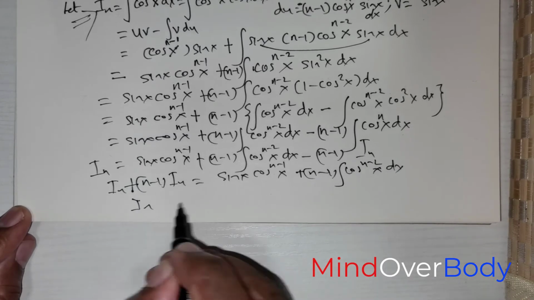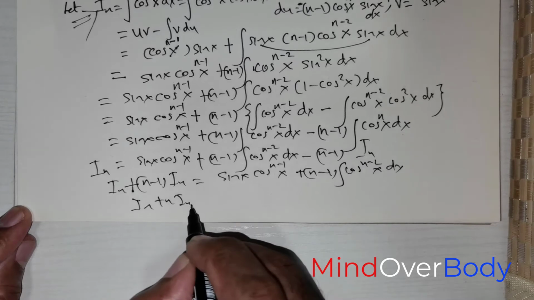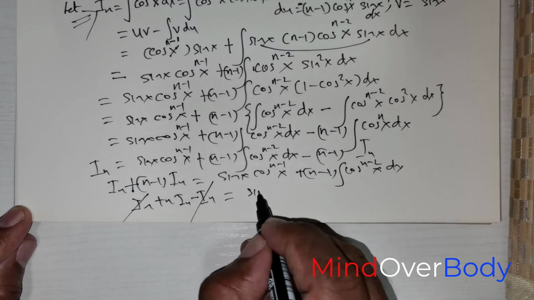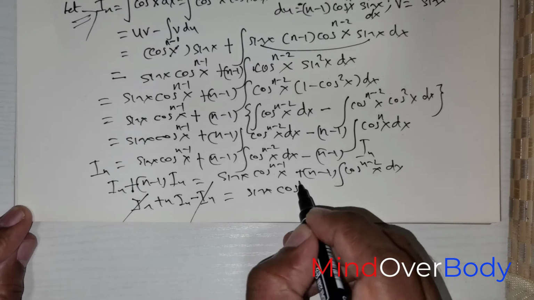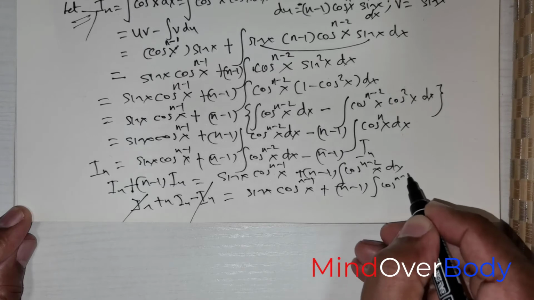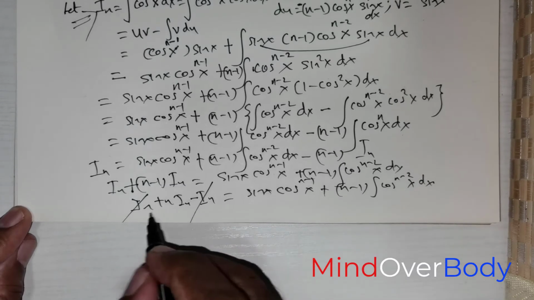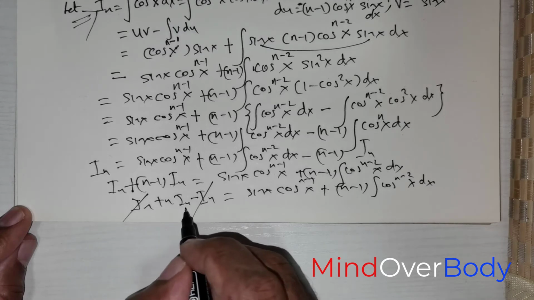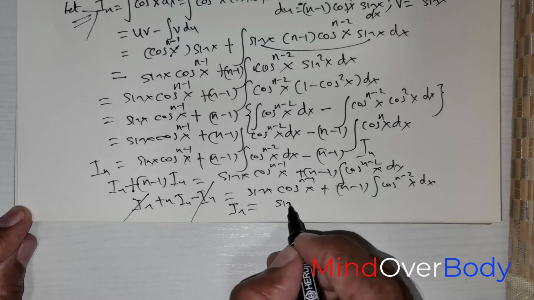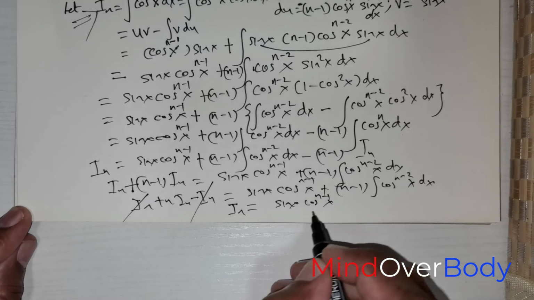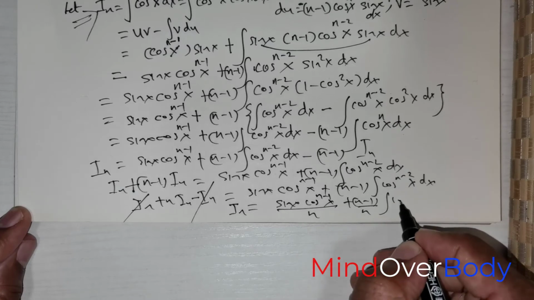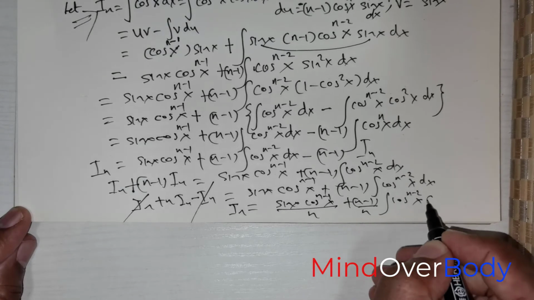This can be rewritten as I_n plus n times I_n minus I_n. Plus I_n minus I_n will be cancelled, giving me sin x cos^(n-1)x plus (n-1) times integral cos^(n-2)x dx. Now I get n times I_n. You push the n down, so this is going to be I_n is equal to sin x cos^(n-1)x divided by n plus (n-1)/n integral cos^(n-2)x dx.